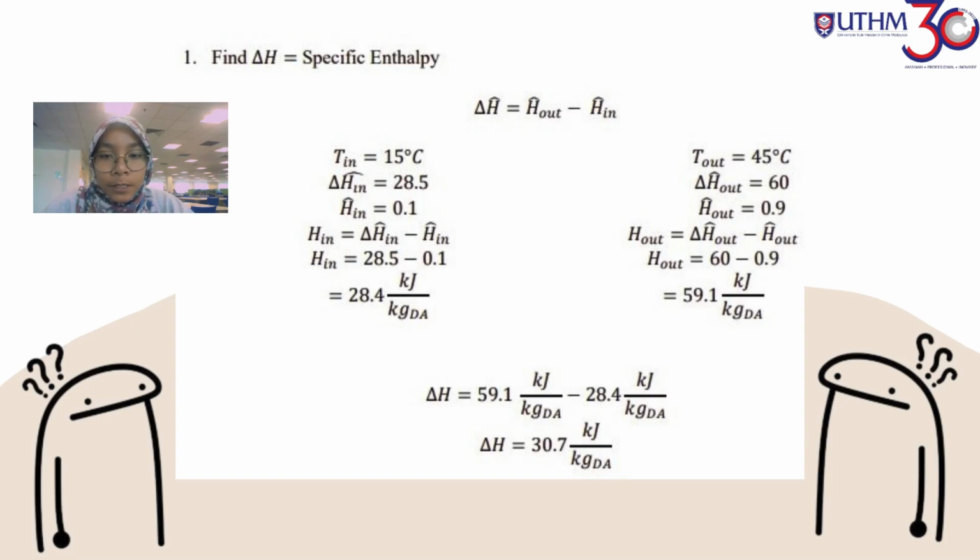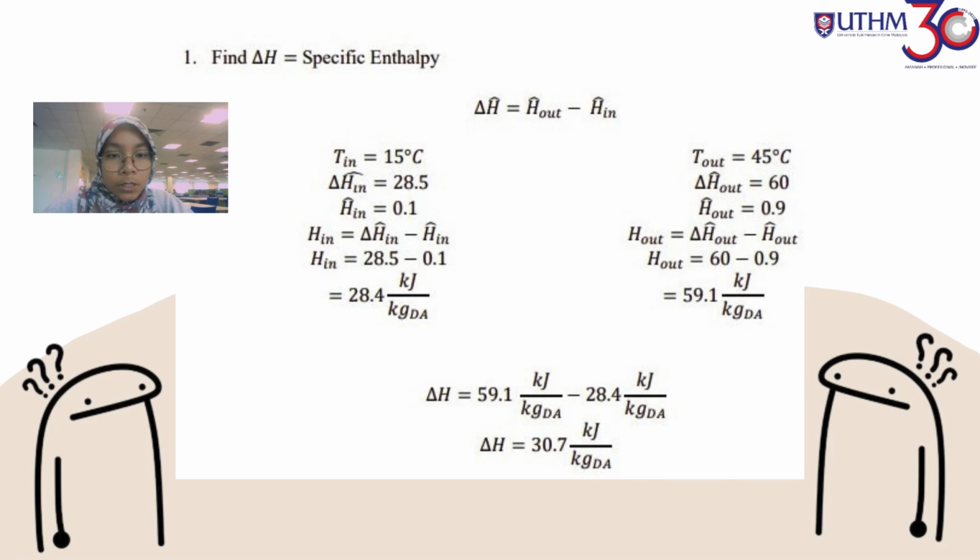So first we have to find the specific enthalpy. The formula is specific enthalpy equals total enthalpy out minus total enthalpy in. The first one we have to find is the total enthalpy in. Our delta enthalpy in is equal to 28.5. Our enthalpy in is equal to 0.1. So we use the formula: total enthalpy in is equal to delta enthalpy in minus enthalpy in. So our total enthalpy in will be equal to 28.4.